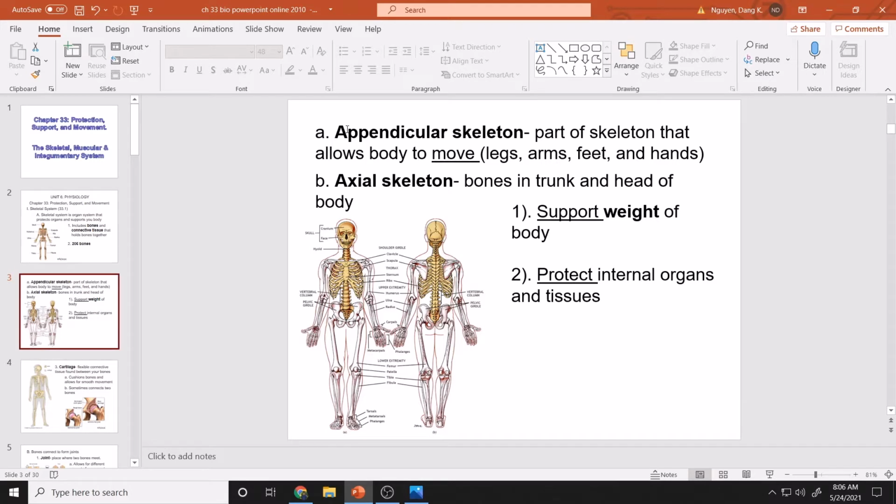So the system is divided into the appendicular skeleton. So these would be anything that is like your limbs, your arms, your legs. And then you have your axial skeleton, which are the bones in the trunk and the head of your body. So you can see how it's highlighted there in this yellow color, or this gold. So both of these systems support your weight, and protect the internal organs and the tissues.